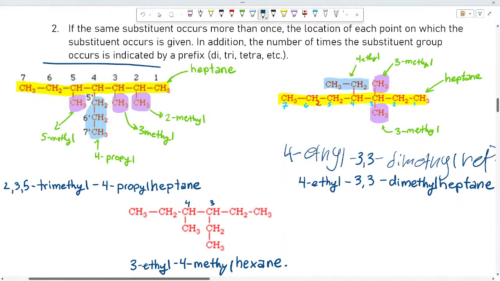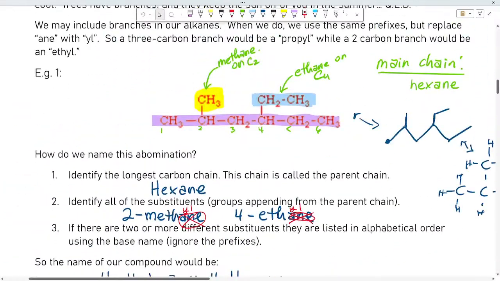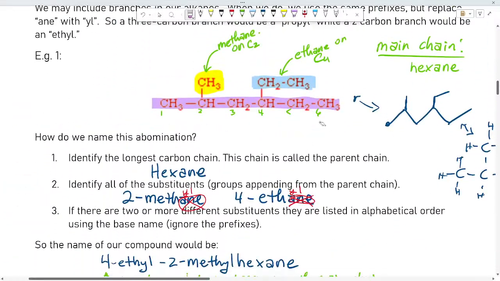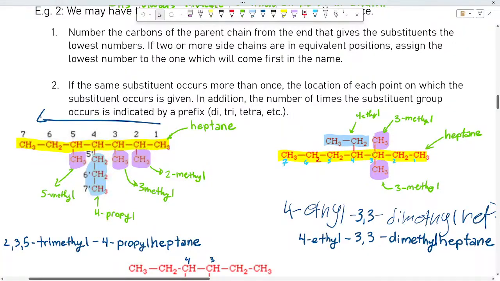On this one, we started counting from the right. But on this one up here, we started counting from the left. How do we decide which side we should start counting from, as a rule? Whichever side has more of the substituents. That's a brutal word. Basically, you want to start on the side that's closer to the branches.